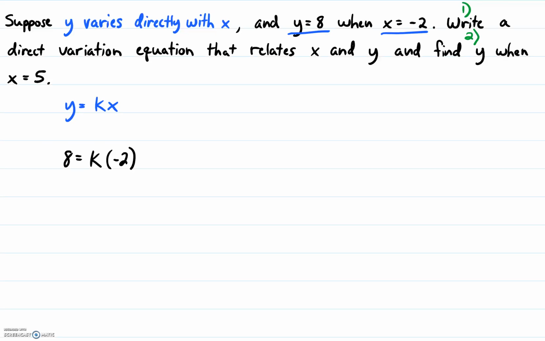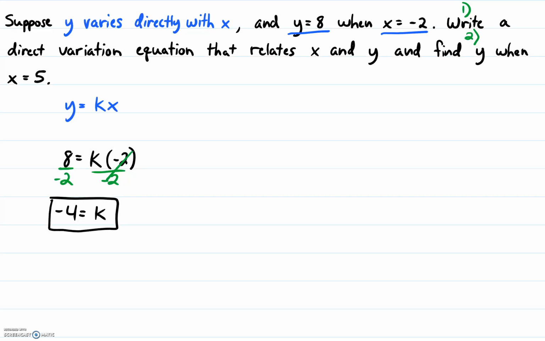And what we're going to do here, we can solve for k, and that's going to tell us what our constant of variation is. And so in order to do that, we're going to divide both sides by negative 2. Divide by negative 2 there. And 8 divided by negative 2 is going to give us negative 4 is equal to k. And so what we just did is kind of an intermediate step that's going to help us solve our first question. And that is to write a direct variation equation that relates x and y.